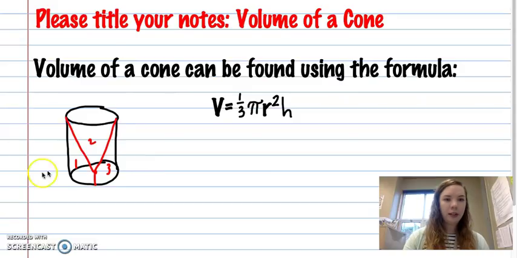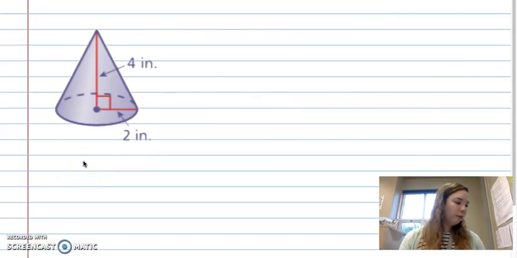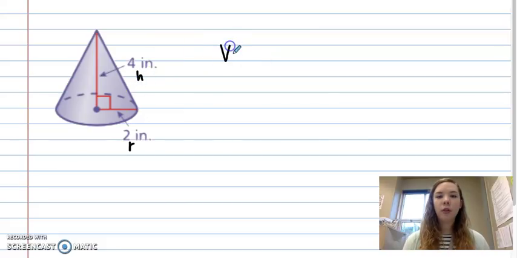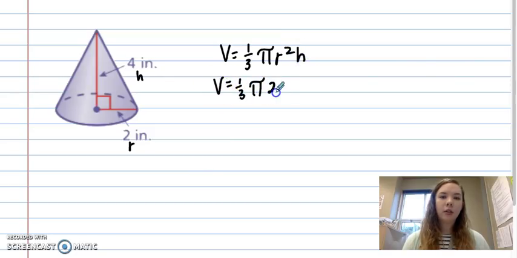All right, so we're going to do some examples. Here I have a cone. Remember, radius is always on our circle. So in this case, 2 is r because it's on the circle, and 4 is height. So if we use our formula, we have 1/3 pi r squared times height. Our radius is 2 and our height is 4.